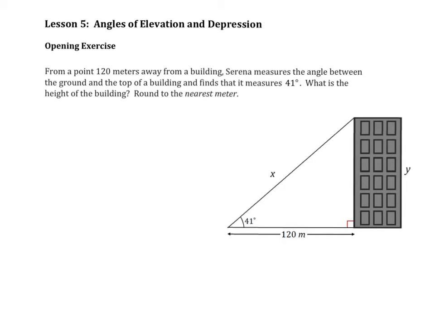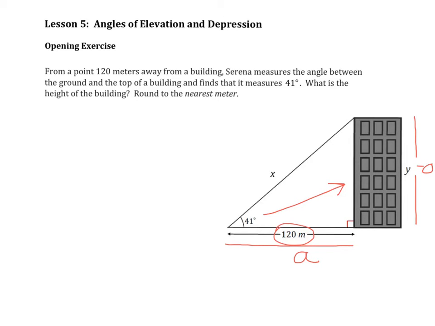So Serena is 120 meters away from the building. That's always along the ground. And the height of the building is going to be the distance between the ground and the top of the building. So that's y. Using trigonometry and using the angle that's given, 41 degrees, I can see that we're looking for the opposite side and we're given the value of the adjacent side.